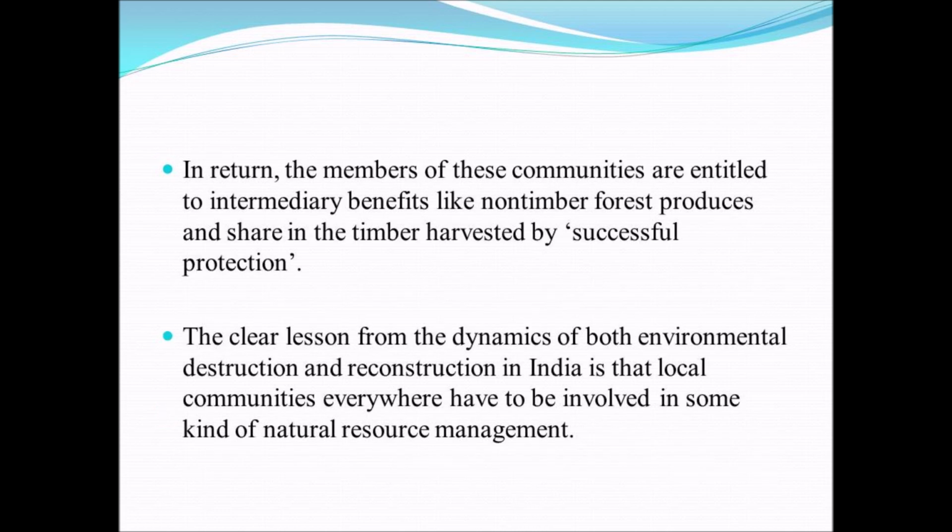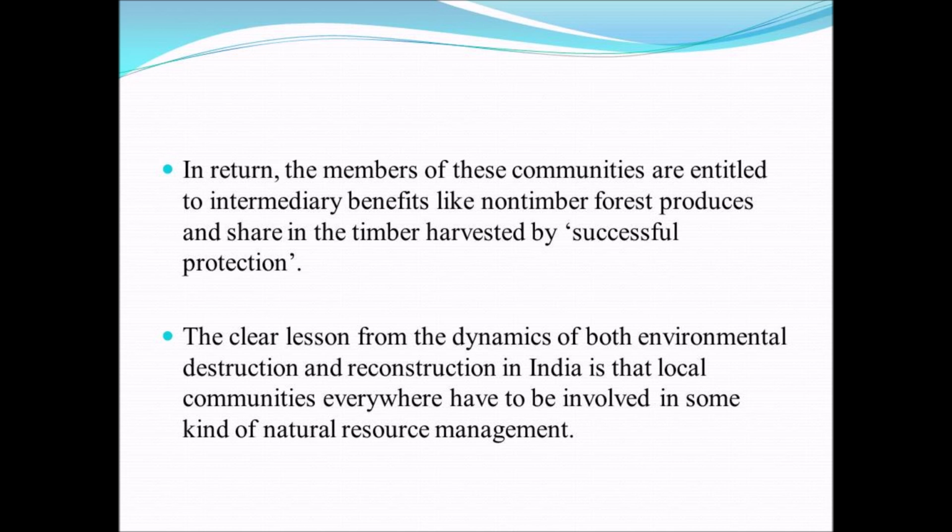In return, the members of these communities are entitled to intermediary benefits like non-timber forest produce and a share in the timber harvested by successful protection. The clear lesson from the dynamics of both environmental destruction and reconstruction in India is that local communities everywhere have to be involved in some kind of natural resource management.